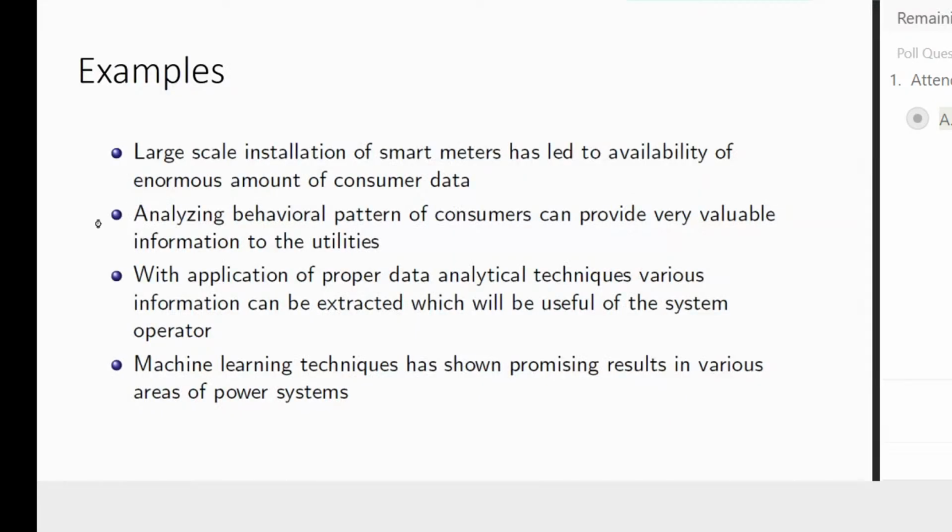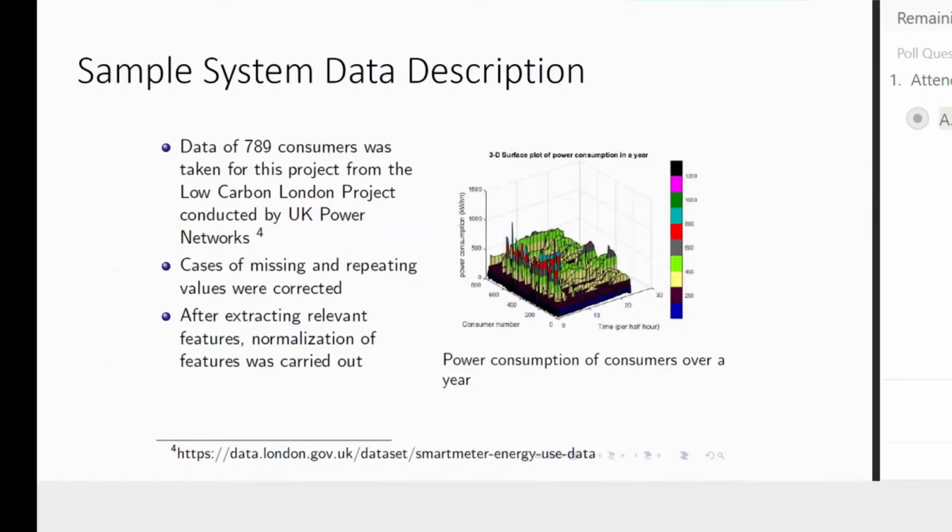Yeah. So this is how a sample data has been taken. This has been taken from this link, data.london.government.uk, and this is data of 789 customers. You can easily find it through this link. The data as such has some missing values, and some repeating values are also there.